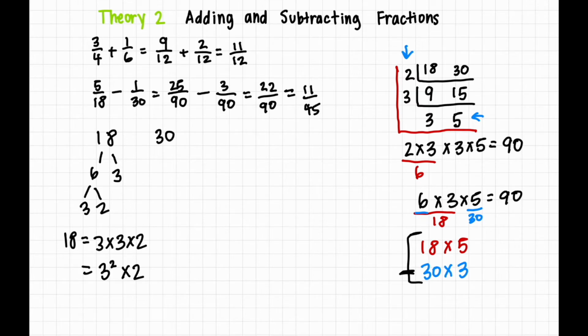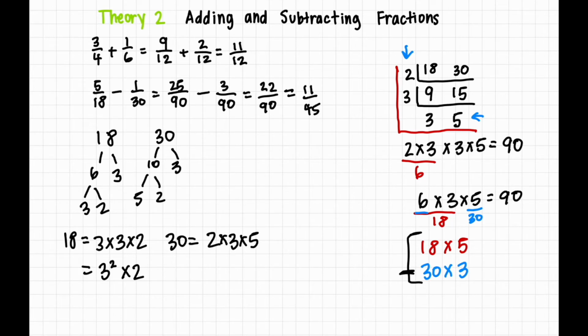And then 30. What is 30? 10 times 3. 3 is a prime number, but not 10. So we would divide 10 again into 5 times 2. So we would also be looking at 30 equals 2 times 3 times 5.